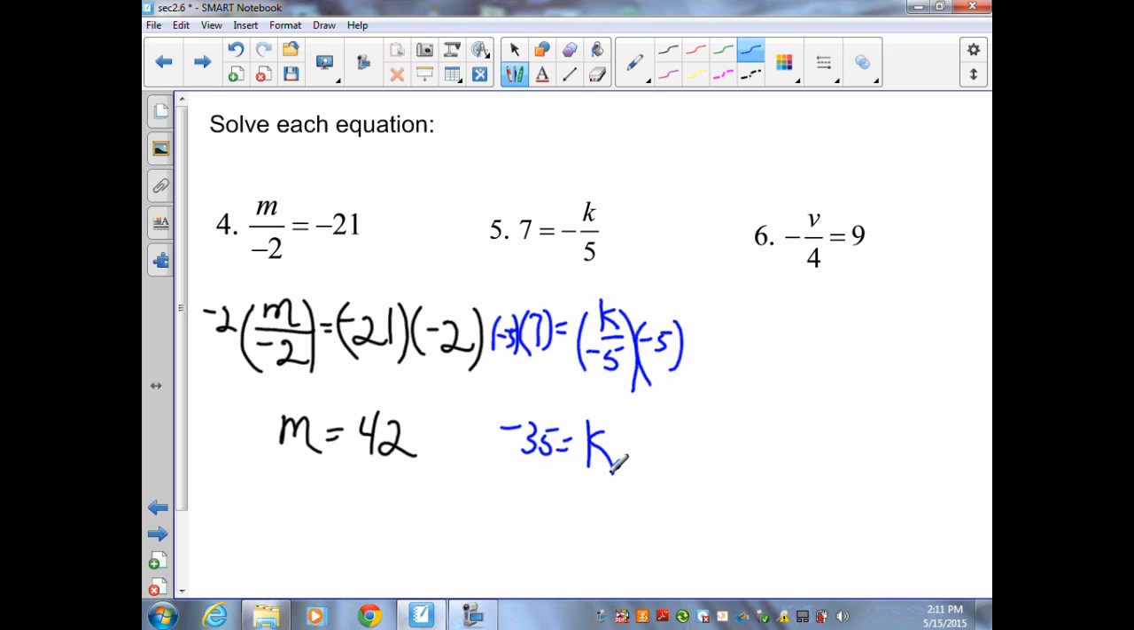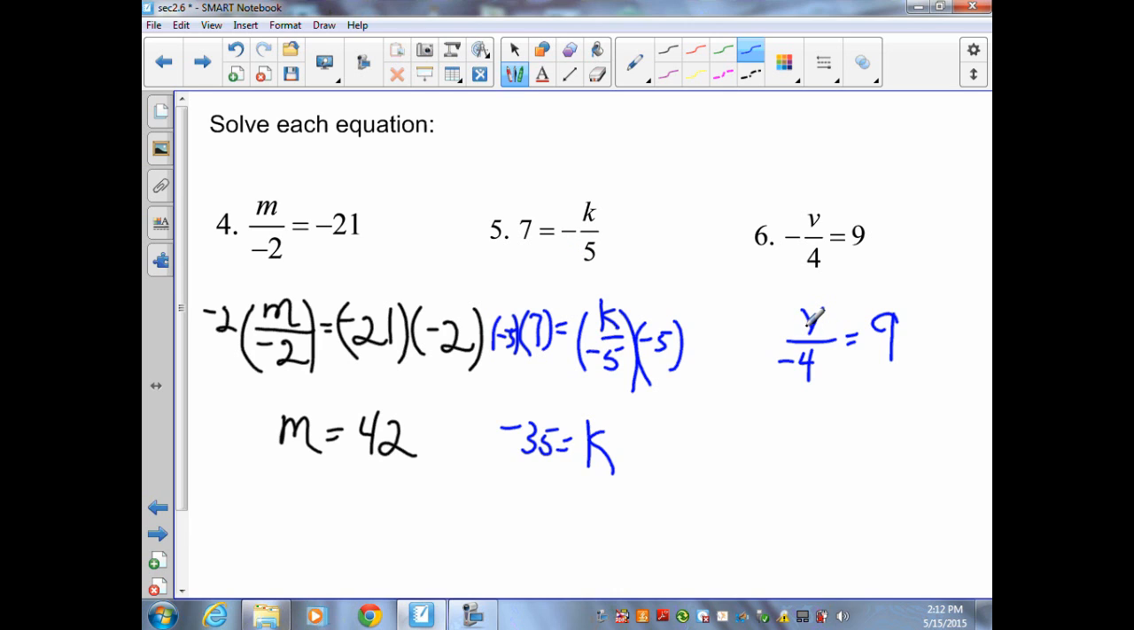Number 6. I want to recopy the problem, v over, and again, I'm going to move that negative down with the 4, just makes it easier, equals 9. And again, on these last two examples, we notice that I'm allowed to move that negative around because I showed you the notation for fractions that have negatives. I can put it on top, leave it in the middle, and put it on the bottom. But sometimes it's easier to put it on the bottom.